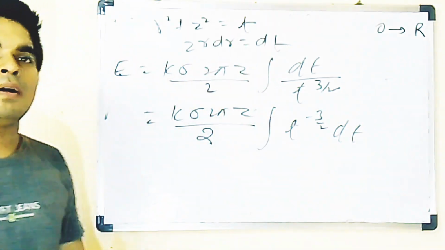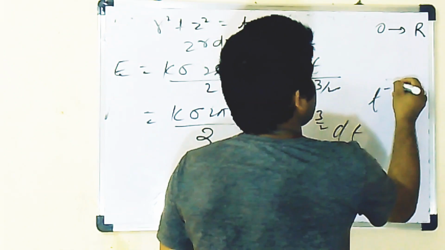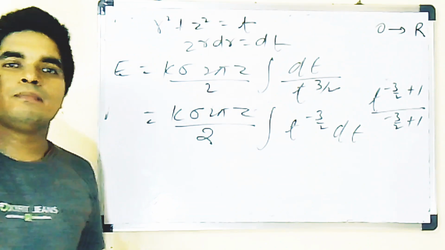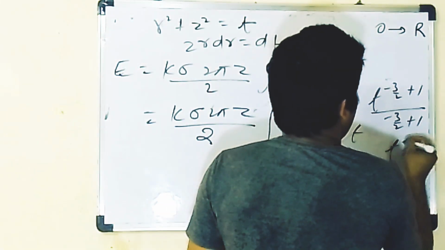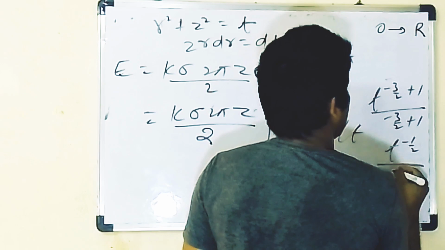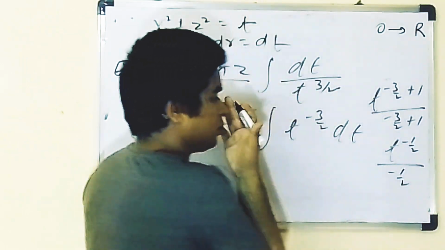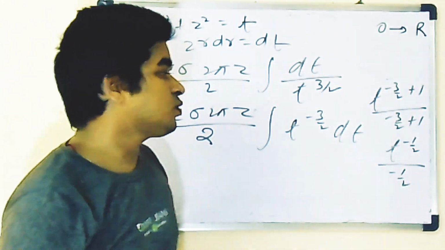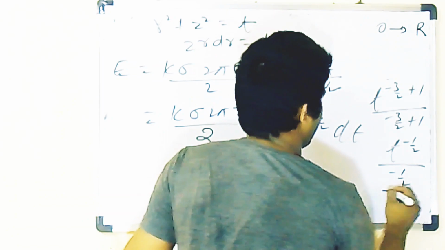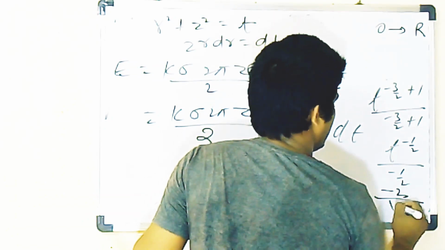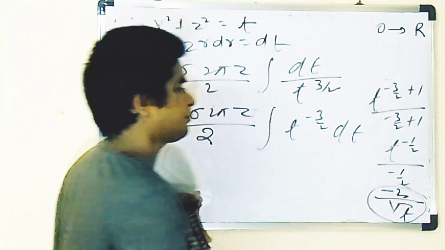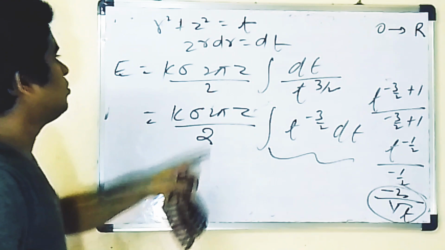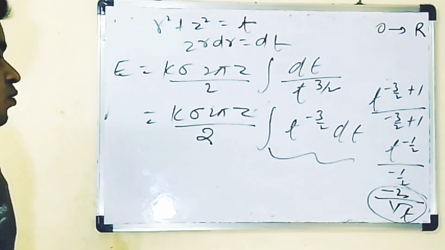So what is the integration of t power minus 3 by 2? It is t power minus 3 by 2 plus 1, divided by minus 3 by 2 plus 1. So this is t power minus 1 by 2, divided by minus 1 by 2. If you solve this, the 2 goes up in the numerator, so minus 2 divided by root t. Agree? Tell me. Now I am substituting this directly, and in place of t, what you assumed, r square plus z square.